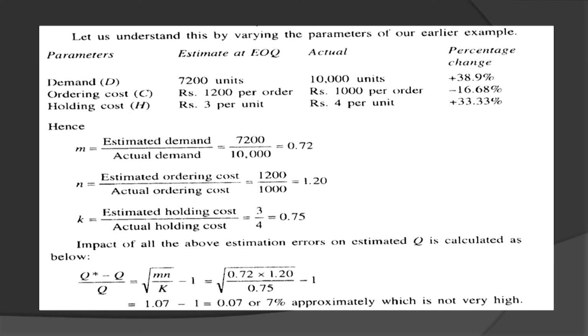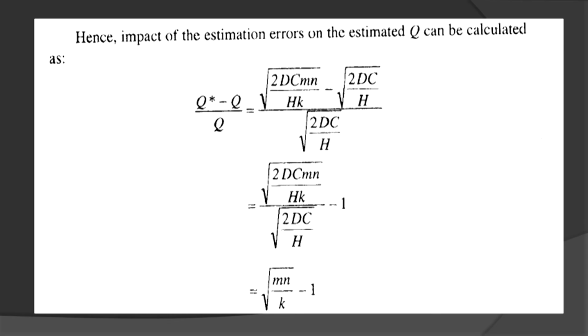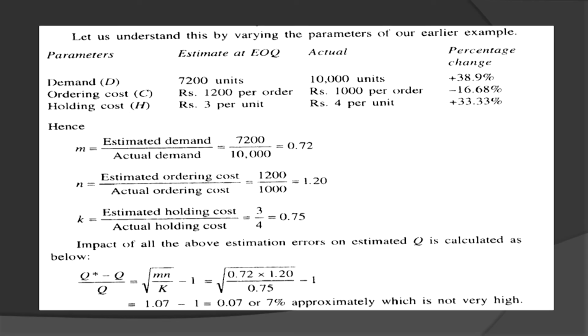Now finally, how will the model work? We have already seen how to estimate these error factors: the error between estimated demand and actual demand is M, between estimated ordering cost and actual ordering cost is N, and between estimated holding cost and actual holding cost is K. From the given figures we have worked these out as 0.72, 1.20, 0.75. Put all these figures now in the model we worked out in the previous slide, under root of MN by K, minus 1. If you use this model, it will capture the error between the actual and the estimated.